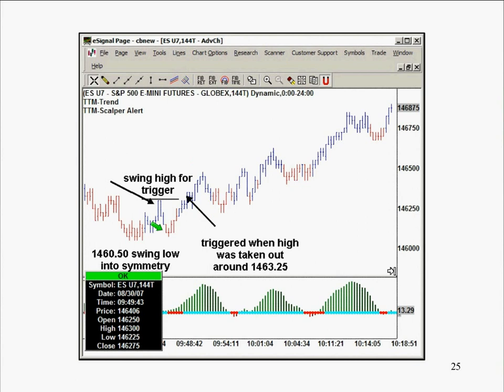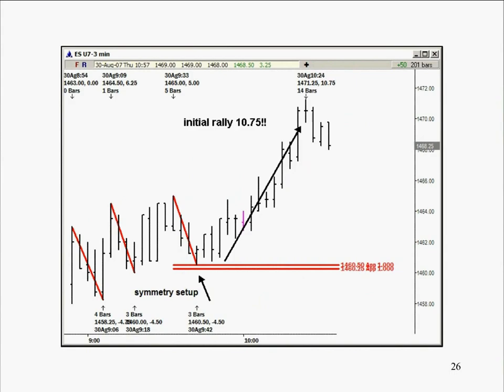Maximum stop, have it underneath the low that was made prior to the reversal trigger. So here's the low. There's the first trigger. So that would be the maximum stop underneath there. Okay, and then that was that setup. That was a 10 3/4 point rally from just a simple symmetry setup.